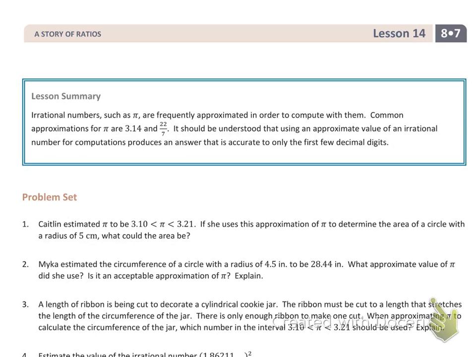And also the other thing we looked at is that when you use an approximate value of an irrational number, it produces an answer that is accurate only to the first few decimal digits. So you're going to want to round your numbers off to the hundredths usually when you're using 3.14 for pi.